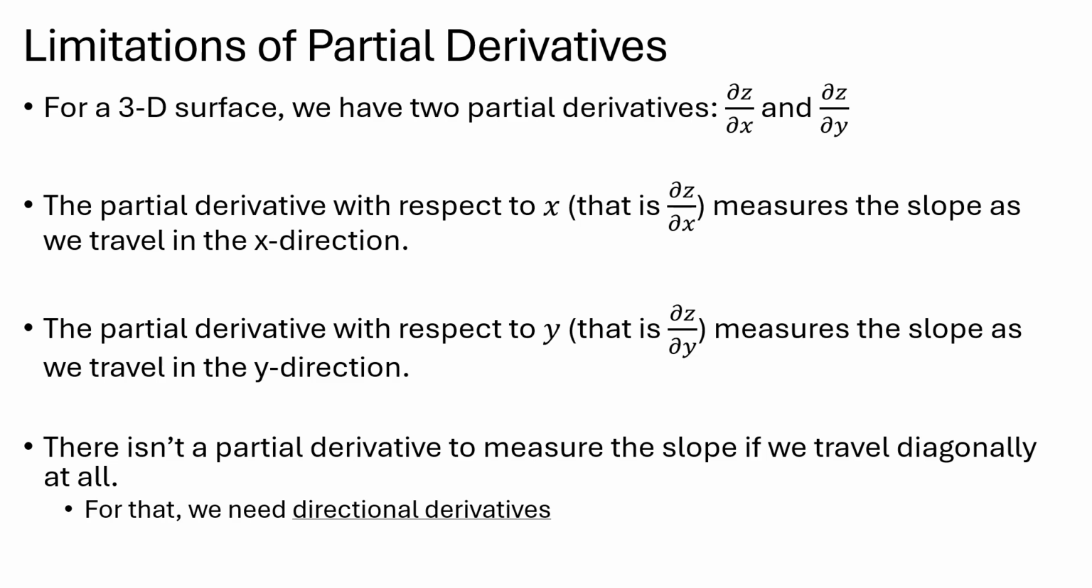This slide here begins as a summary of what we have said. Partial derivative with respect to x, dz/dx, is the slope of a tangent line parallel to the x-axis. dz/dy, slope of a tangent line parallel to the y-axis. However, again, at the moment, we are not able to calculate a slope for any diagonal way of travel along the surface. And for that, we need directional derivatives, which we will go over shortly.